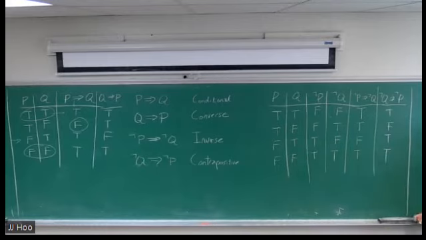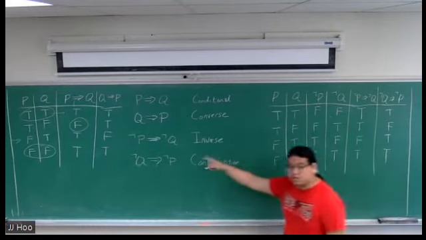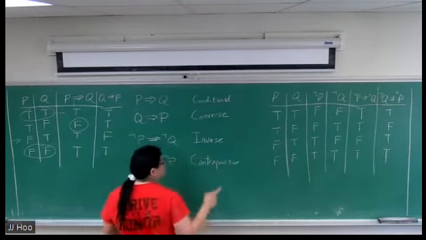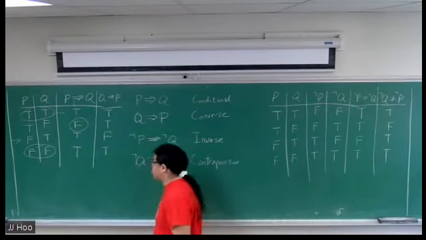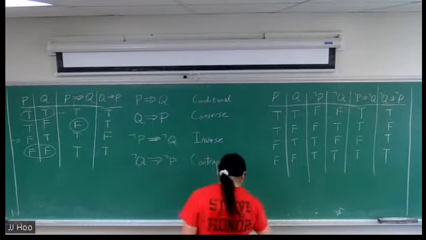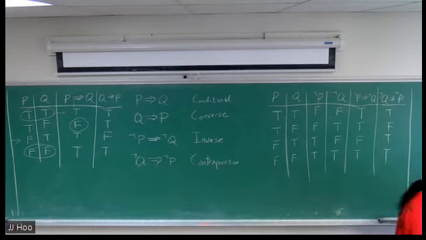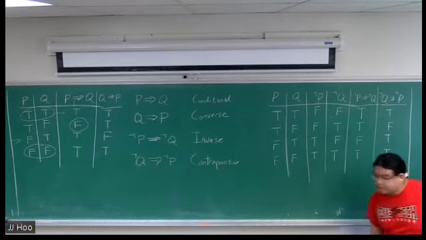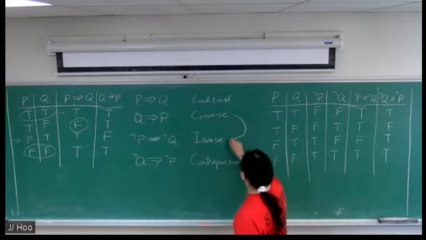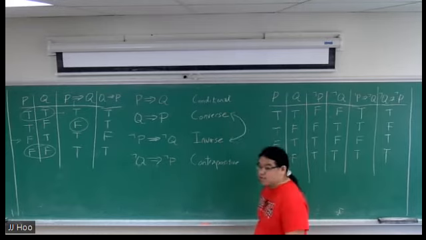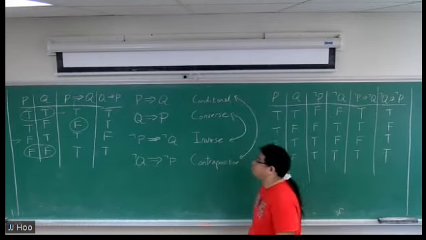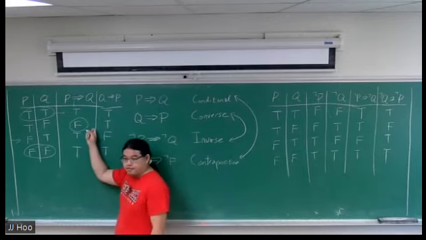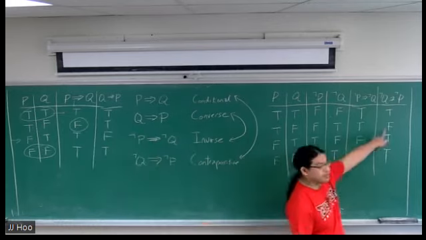And now let's compare these last two columns with the last two columns over here. Let's compare it. Turns out these two guys are the same. They're logically equivalent. And these two guys are logically equivalent. Right? So we've got P implies Q. We've got F in the second row. Here we've got F in the second row for the contrapositive.